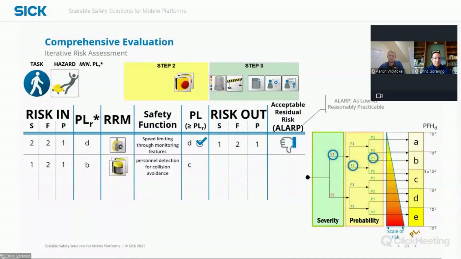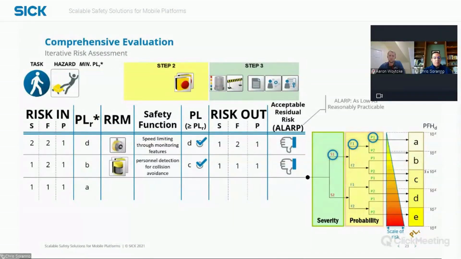As long as we meet that minimum requirement or exceed it, we've started to do our due diligence, and now we can evaluate the risk out. Here now we've reduced the frequency of exposure because we're detecting when somebody is in front or behind in the path of travel of a mobile platform. But is that enough? Probably not. So now we take that risk out. It becomes our risk in for our next layer.